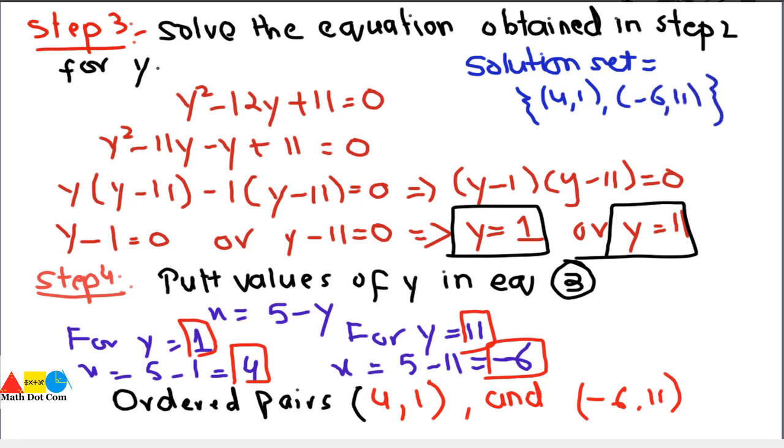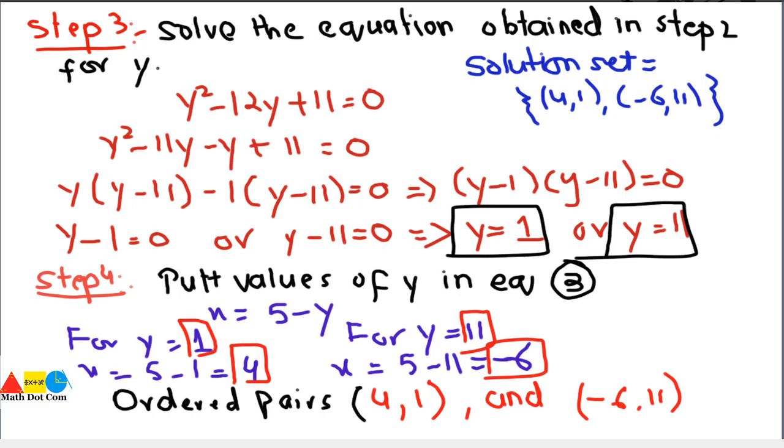So this is how you can solve a system of simultaneous equations where you have two equations, one is linear and the other is quadratic, by using these four steps. In these four steps, what you have done is just substitute the value of x from one equation into the other equation in order to get the values of x and y. So this was case one.